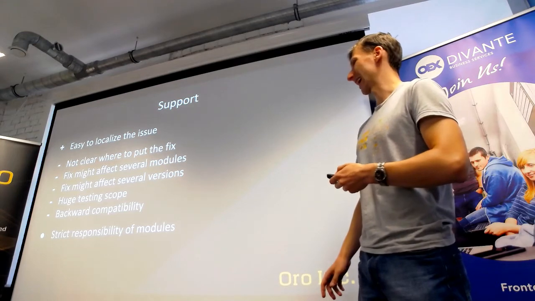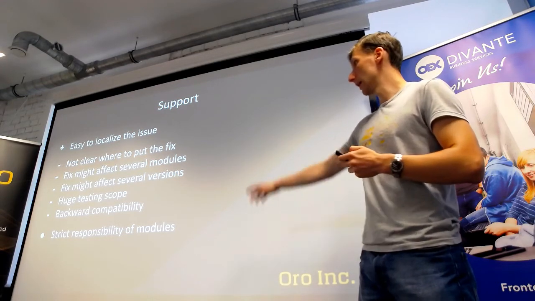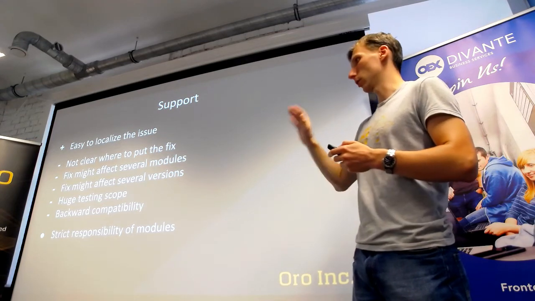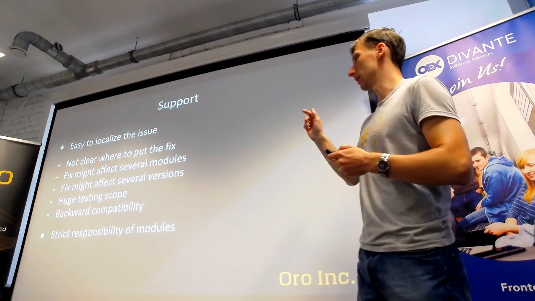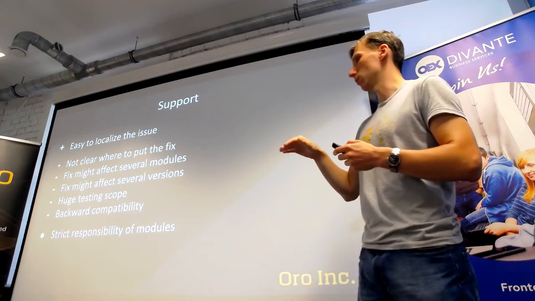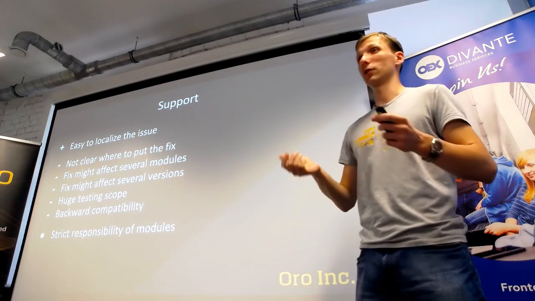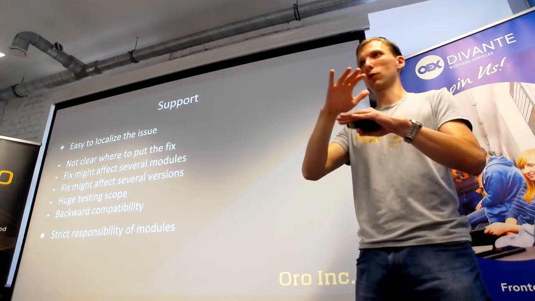First, you have to have very strict responsibility of your modules. It can help you fix the first 2 issues. In this case, you will definitely know where to put your fix, in which module this fix has to be, and which modules will be affected. So, for example, a QA engineer in this case might test only this kind of small scope instead of the big one.